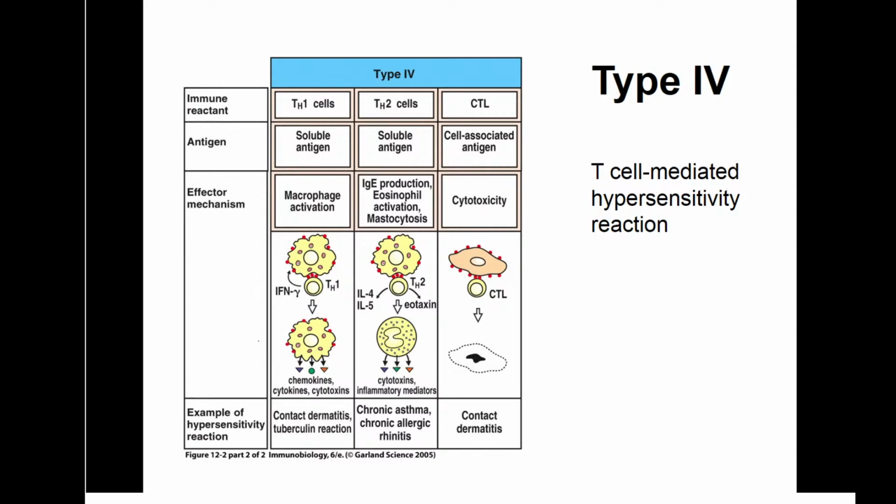The last mechanism of development is our type 4 reaction, T cell mediated or delayed hypersensitivity reaction. So the immune reactants, instead of antibodies, are T helpers type 1 and 2. The antigen can be cell-associated or soluble. The effector mechanisms are macrophage activation, eosinophil activation, and cytotoxicity.